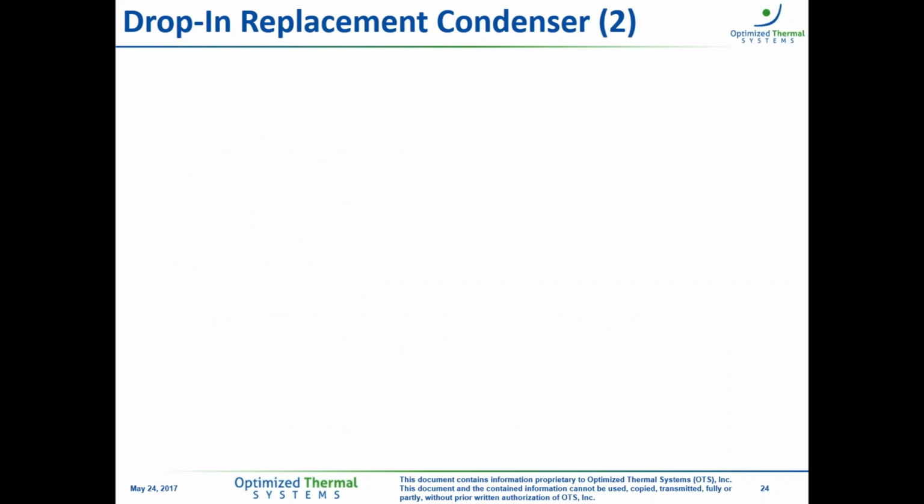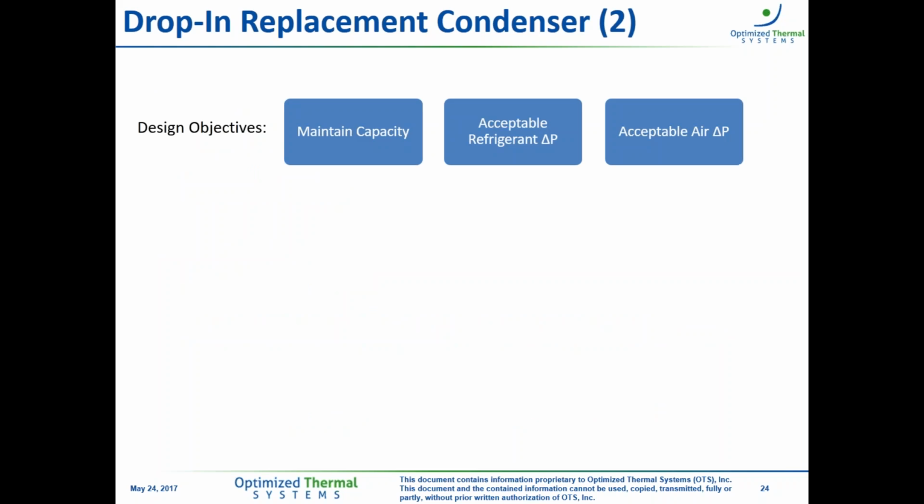So we have our problem more or less defined, and I want to think about how we would go through this design process in a very simple manner. We have several design objectives that require attention. One is that we need to maintain capacity, or else the capacity or the COP of our system could suffer. We need to maintain the same airside pressure drop and the same refrigerant side pressure drop.